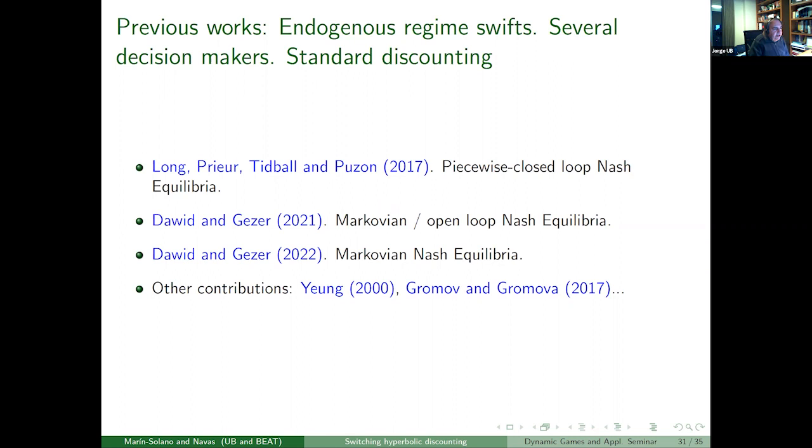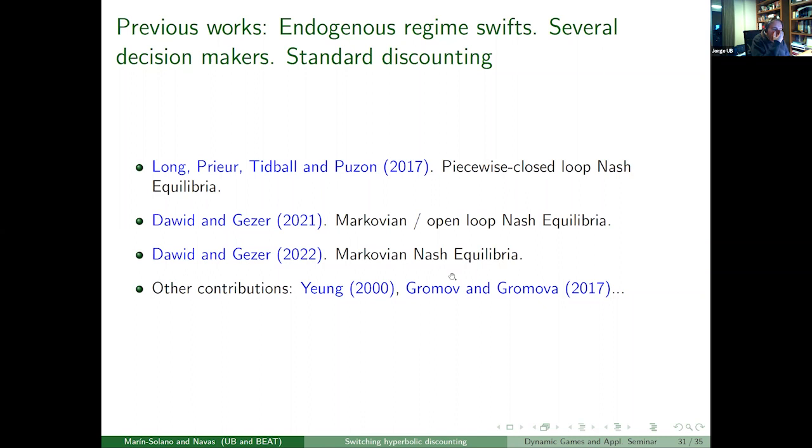In this paper of 2021, they first set a strategy that was a mix between Markovian and open loop. It was open loop with respect to the definition of the switching time, but Markovian with respect to the competition inside a regime. And in this last paper, they have extended these concepts to have a fully Markovian Nash equilibrium.